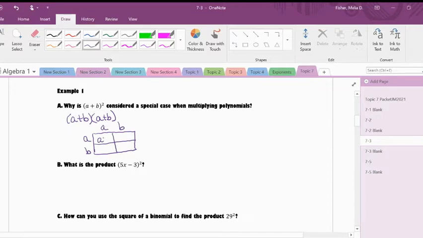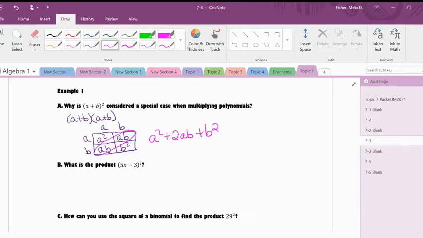A times a is a squared, and a times b is ab, and then a times b is ab, and b times b is b squared. Don't forget, we need to combine like terms. So when we finish writing this, we have a squared plus two of those ab's, plus b squared. This is a pattern that we can use anytime.